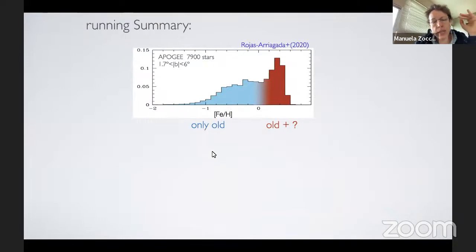But just to summarize what I said so far, I like to have this running summary. If this is the metallicity distribution of the stars in the bulge, it's pretty broad. We could roughly divide it into a metal-rich component and a metal-poor component, which here I color differently just to help you see the two components I'm talking about. And the metal-poor component is certainly only old. We all agree on that. However, for the metal-rich component, we do not agree. Some groups think that this is old, but that there is also a component of intermediate age, and some people think there isn't.